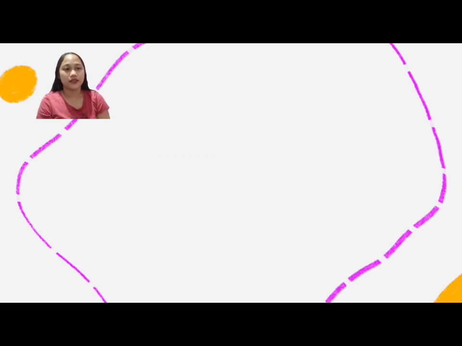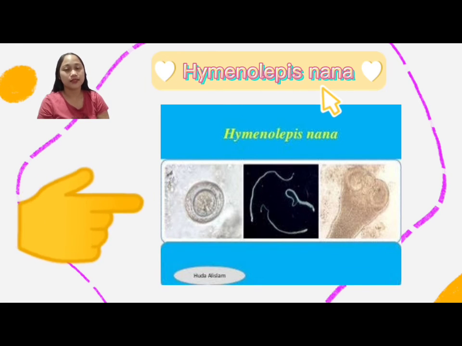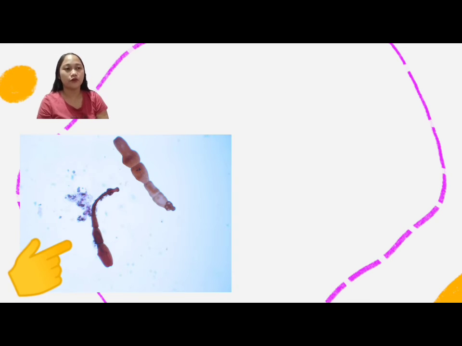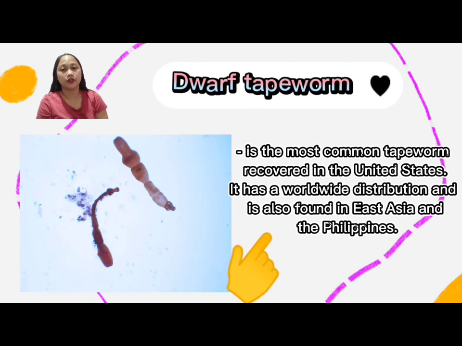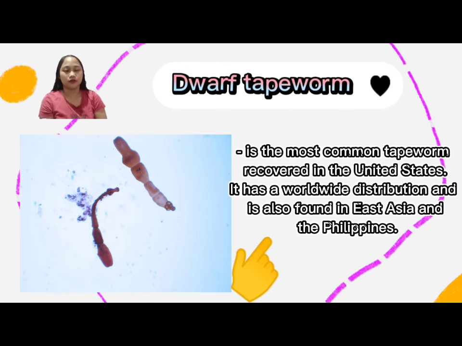I'm assigned to Hymenolepis nana. The common name of this parasite is dwarf tapeworm. It's the most common tapeworm recovered in the United States. It has a worldwide distribution and is also found in East Asia and the Philippines.